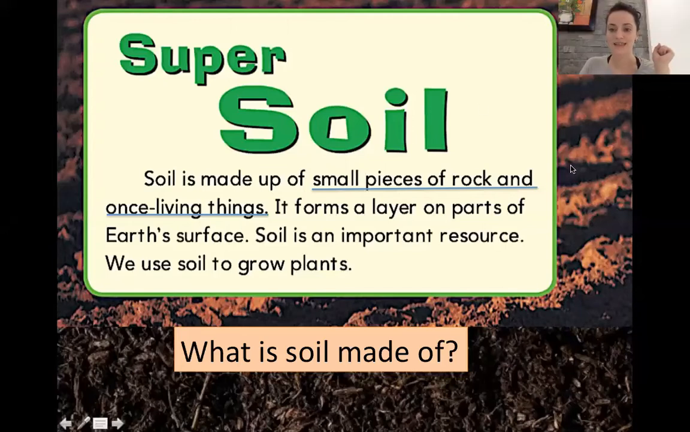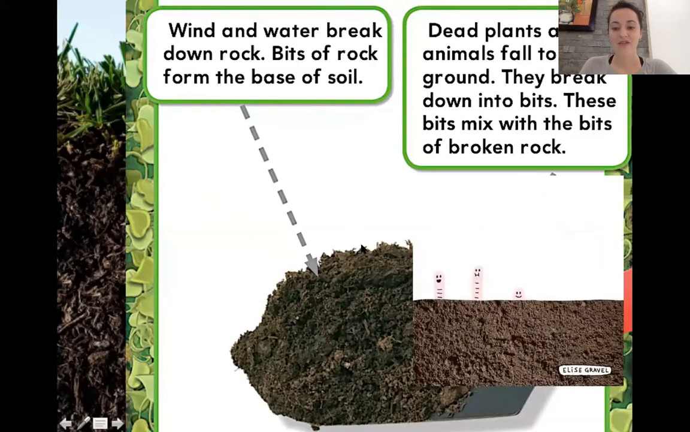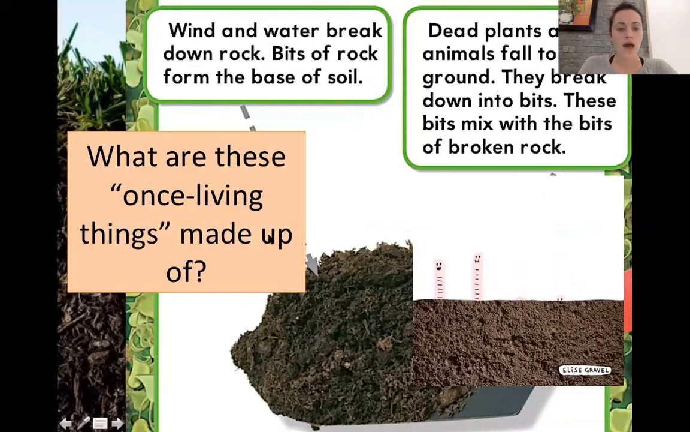Very nice. So it's made of small pieces of rock, plants and animals, and it forms the top layer on Earth's surface. All right, let's remember what wind and water and our little worm friends do. They break down the plants, animals, and rocks, right? So what are once living things? Let's remember, Tom, what are once living things?